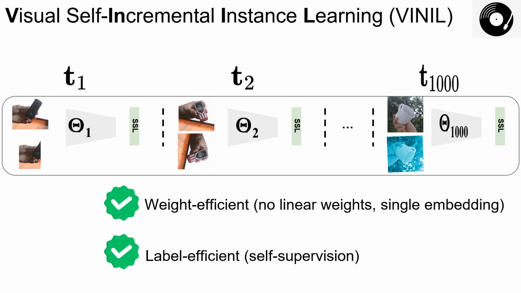To that end, in this paper, we ask ourselves, are labels really necessary for instance incremental learning? We present visual self-incremental instance learning, VINIL. VINIL trains an embedding network by extracting its own supervision signal directly from the data via self-supervision. Hence, VINIL is simultaneously weight and label efficient as it only learns a single embedding, no matter the size and the number of instances that the learner will observe through its lifetime.